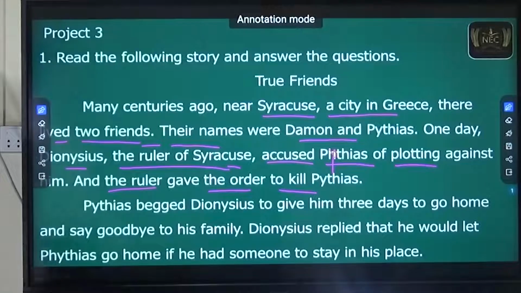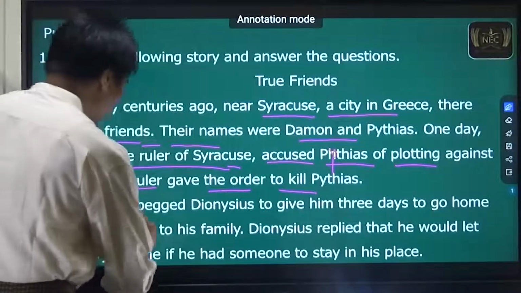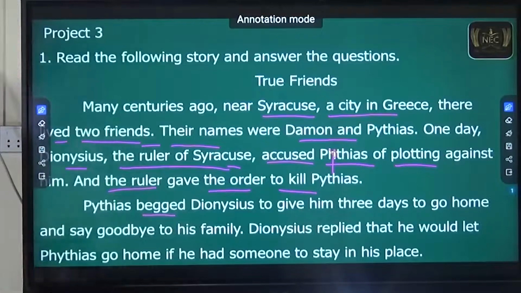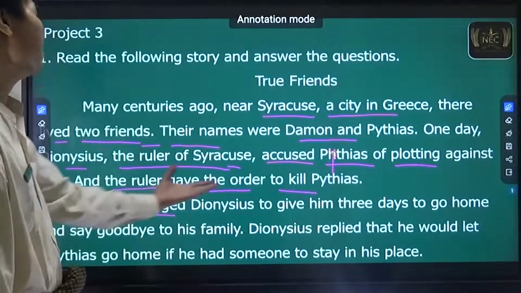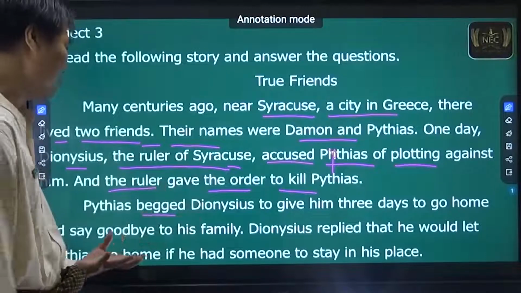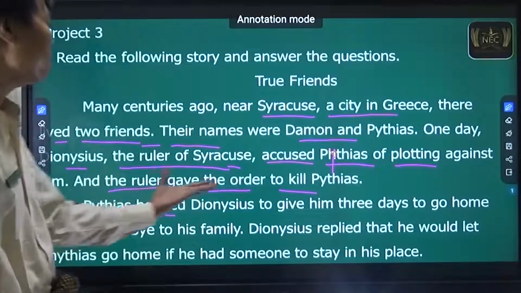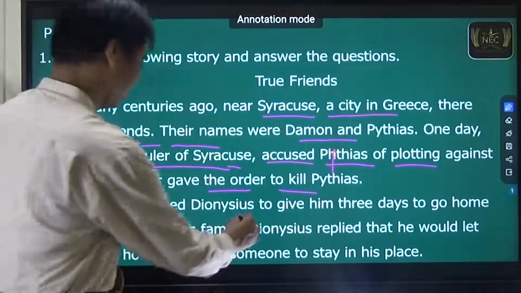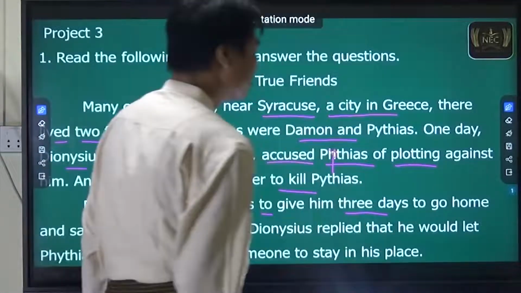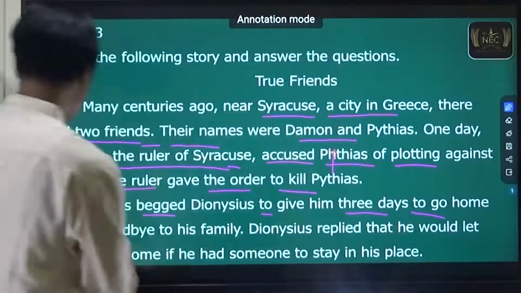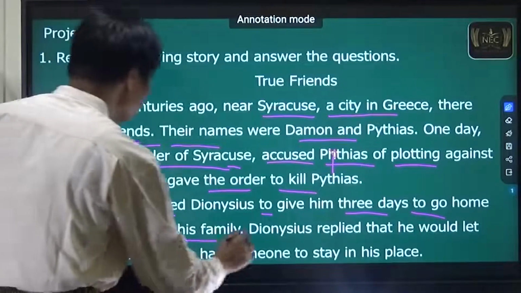Pythias asked to go home for three days to say goodbye to his family.